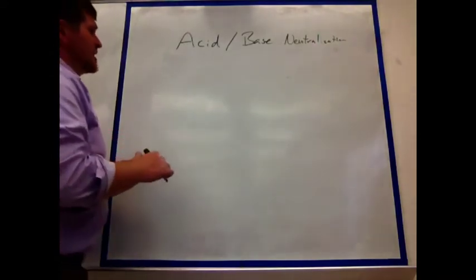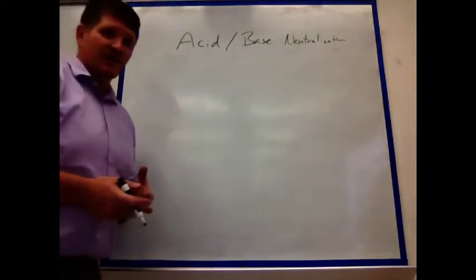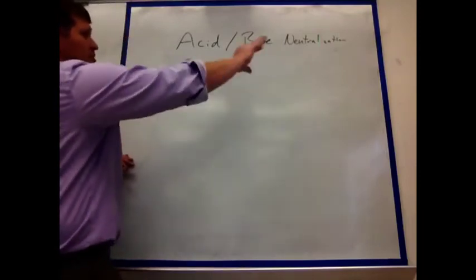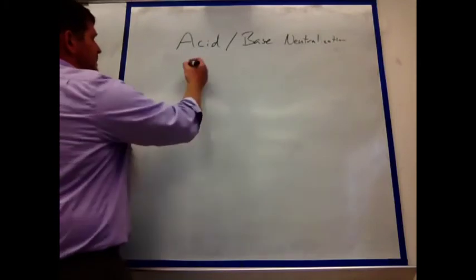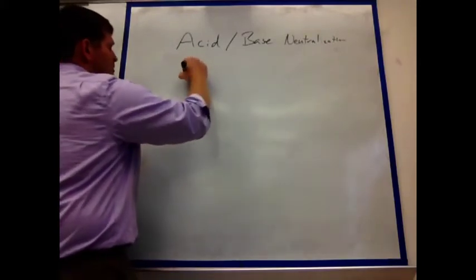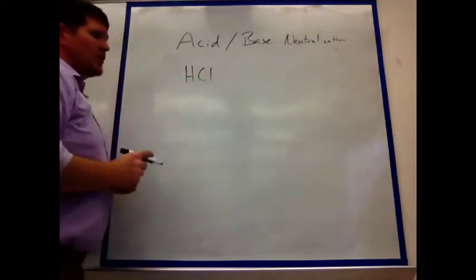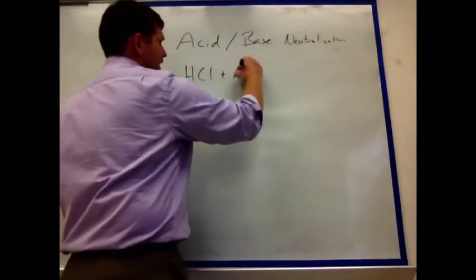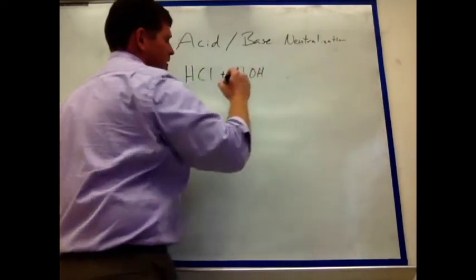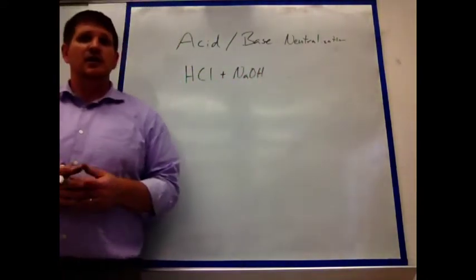Okay, so all neutralizations are essentially just double replacement reactions. So I want to show you really quick strong acid, strong base, and what they end up making. Just for giggles, we're going to use HCl, which we all know is a strong acid. We're going to add that to NaOH, sodium hydroxide, which is a strong base. We're going to put it together.